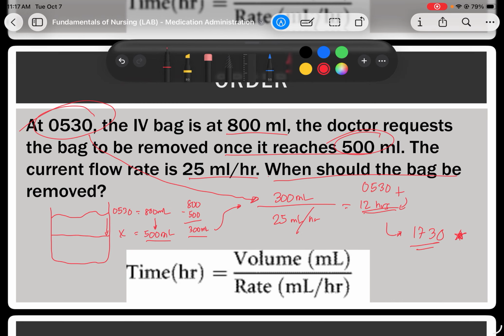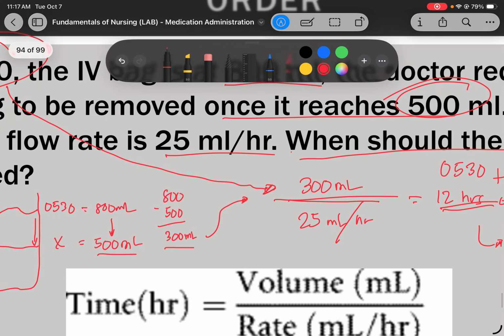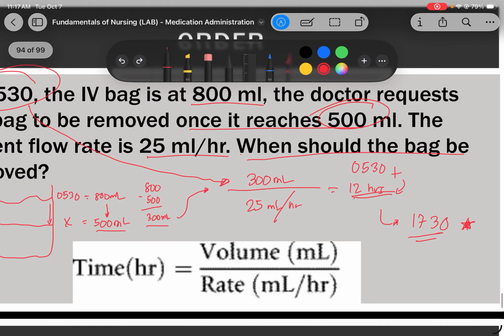So, the gap between 800 ml and 500 ml is equal to 300 ml. So, I am going to compute 300 ml divided by 25 ml per hour, which is equal to 12 hours.